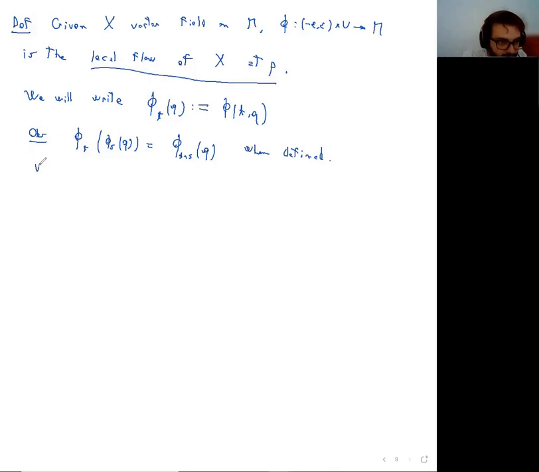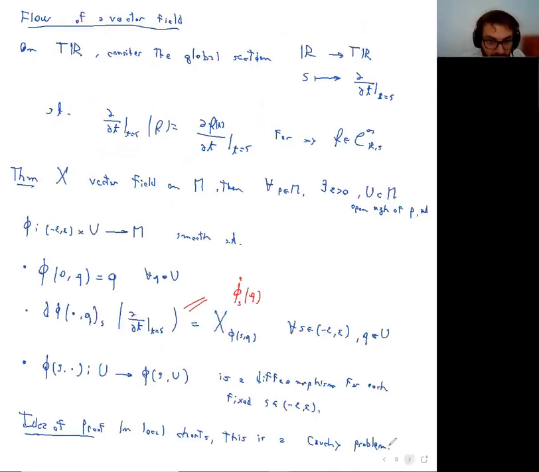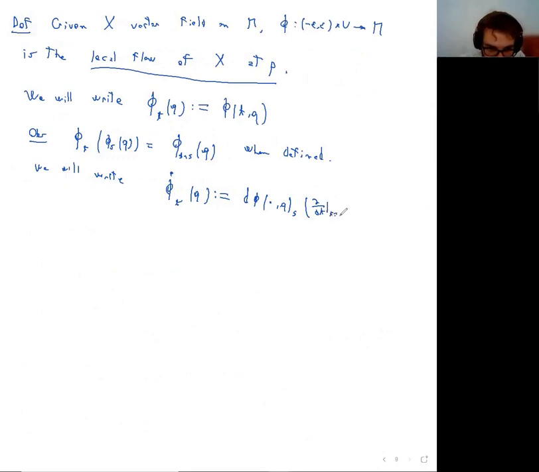Yeah, and as I was saying before, we will also write phi t dot q for the derivative of phi q s. So this is a vector field. Oh yeah, sorry, I have to apply it to this thing. So this is t, and okay, sorry, here I should really use s, s equals t. Just think this is a vector field on M for fixed s.